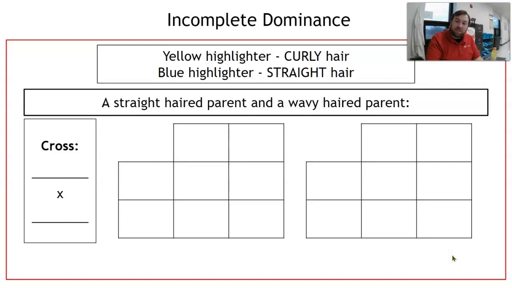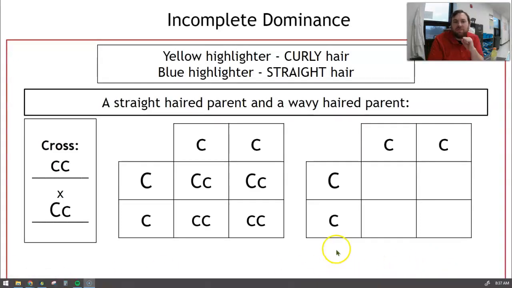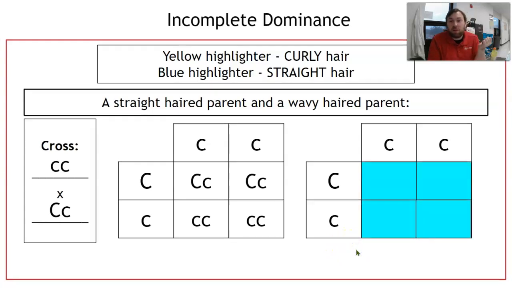Give this last one a shot. This is number 7 in your worksheet. So crossing, our straight-haired parent has homozygous recessive alleles, and a wavy-haired parent has our heterozygote involved. Crossing them here in this Punnett square, you should get 2 of them being heterozygotes and 2 of them being homozygous recessive. And if we color code those, well, every single one of those has a recessive allele in it, so I'm going to color every single one of them blue first.